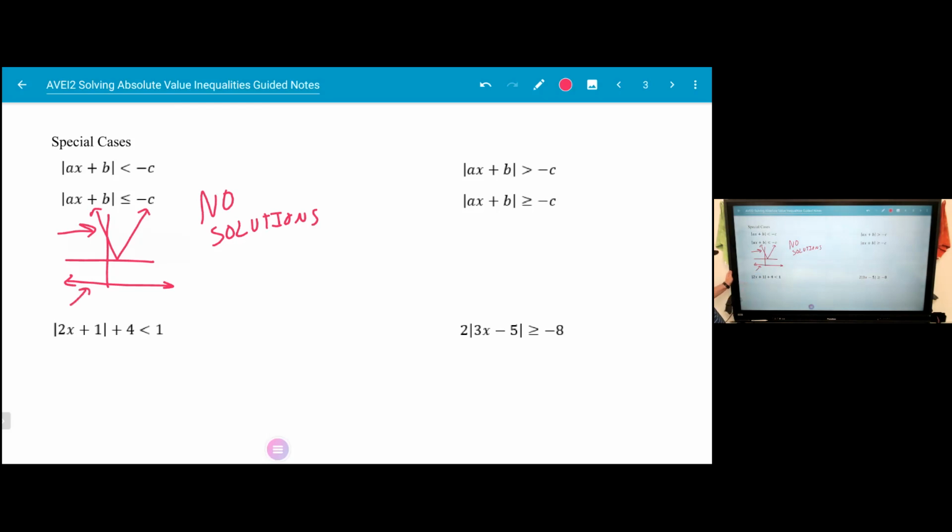What does that look like in an example? Absolute value of 2x plus 1 less than negative 3. If you graph that, none of this absolute value can be below that line. You just say no solution.